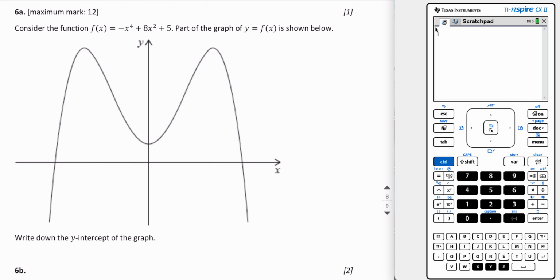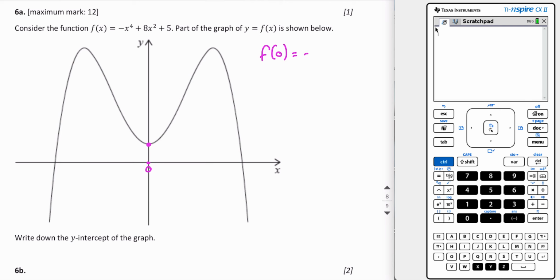So we could type this into the calculator straight away, start messing with the window, etc. Or we can look at it and say, right, we're looking for the y-intercept. We're looking for where the graph cuts the y-axis. And this usually happens when x equals 0. So the f of 0, the output of the function when the input is 0.